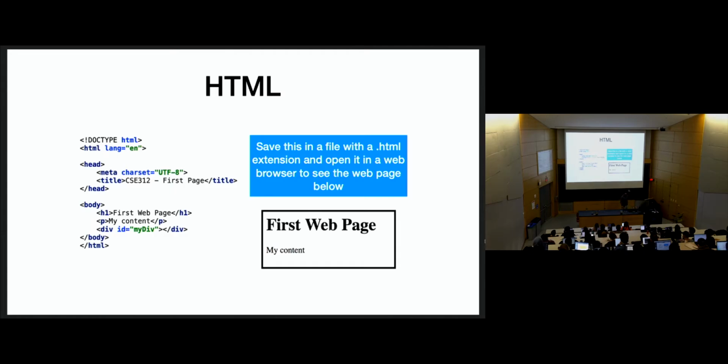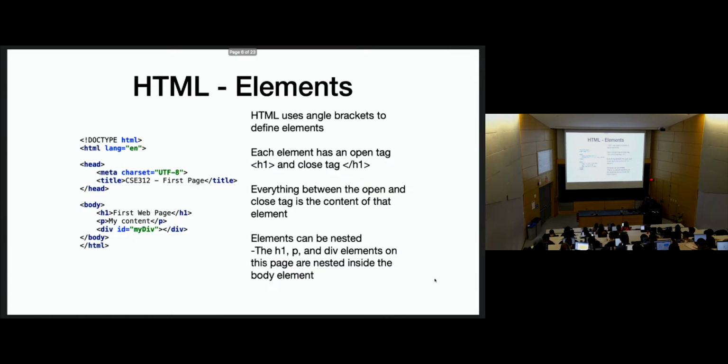So here's some basic HTML. If you save this text in a file with a .html extension and double-click it, this web page is going to load up, minus the border. The border's for the slide. So the core of HTML is built on HTML elements. These elements are defined by an open and a closing tag, and anything in between those tags are part of that element, and elements can be nested.